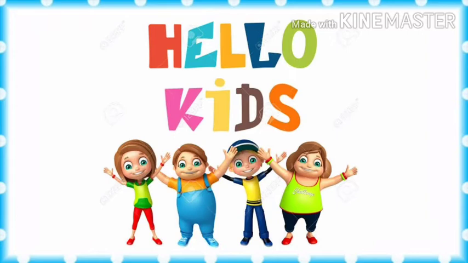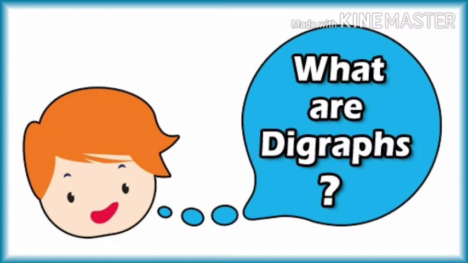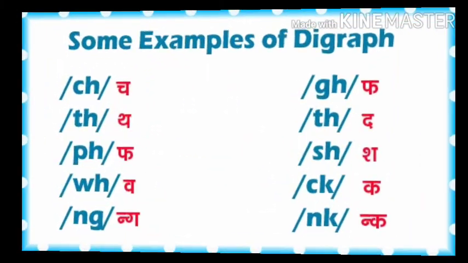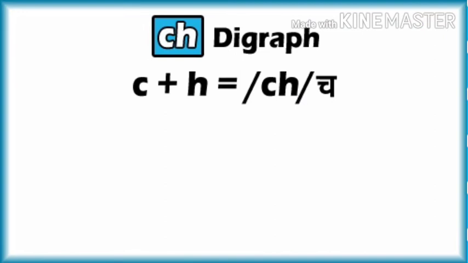In our previous video, you learnt about what digraphs are and the sounds of different digraphs. Today we are going to start reading words with different digraphs. Digraph CH says ch. Words with ch sound.